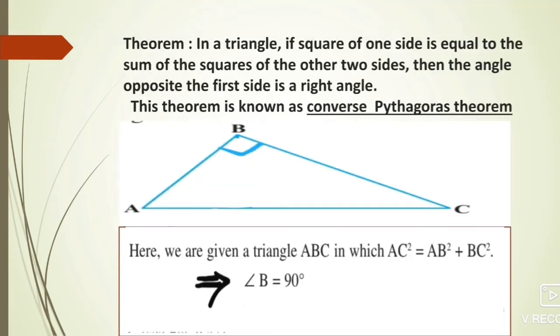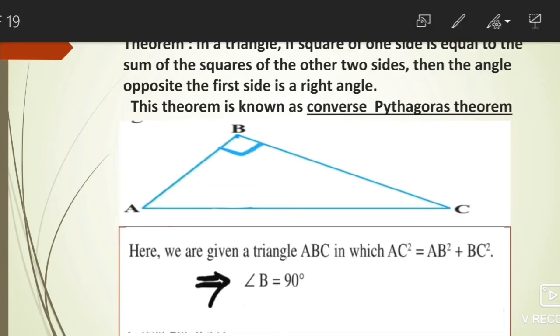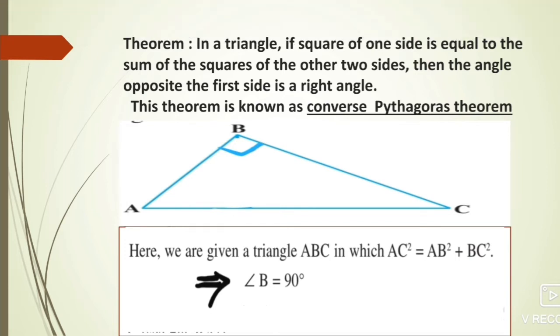Now the next theorem is the converse Pythagoras theorem. It states that in a triangle, if the square of one side is equal to the sum of the squares of the other two sides, then the angle opposite to the first side is a right angle, and the triangle will become a right angle triangle.